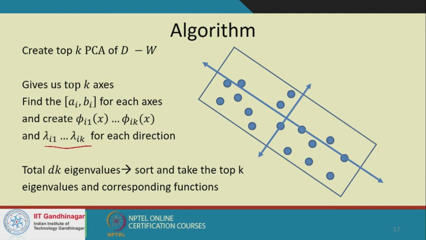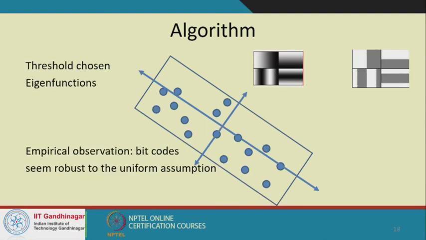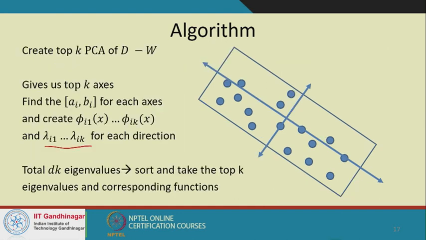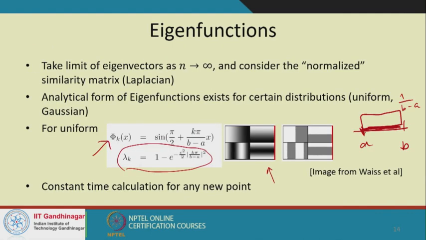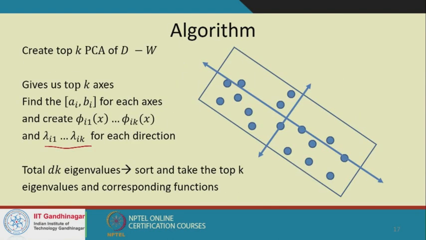Now I have a bunch of directions and some eigenfunctions I've chosen in each of them. When the query point comes, we project the query point on exactly those axes. We take the eigenfunctions that have been chosen and just plug in the value of the query point, the x of the query point. Remember, this phi_k function depends on x. So we plug in this value, and then we quantize it, and we get the kth bit value of the query point for this direction.